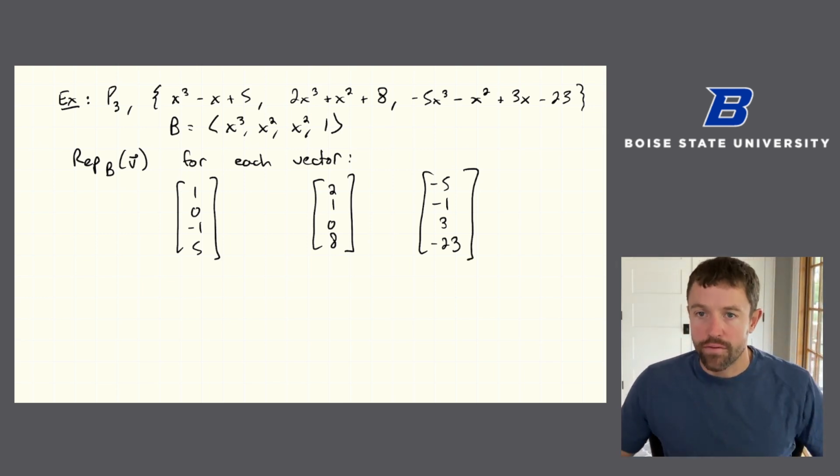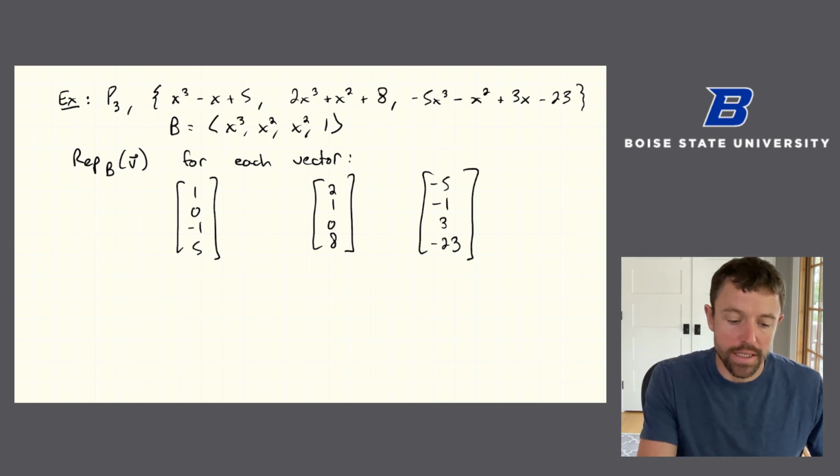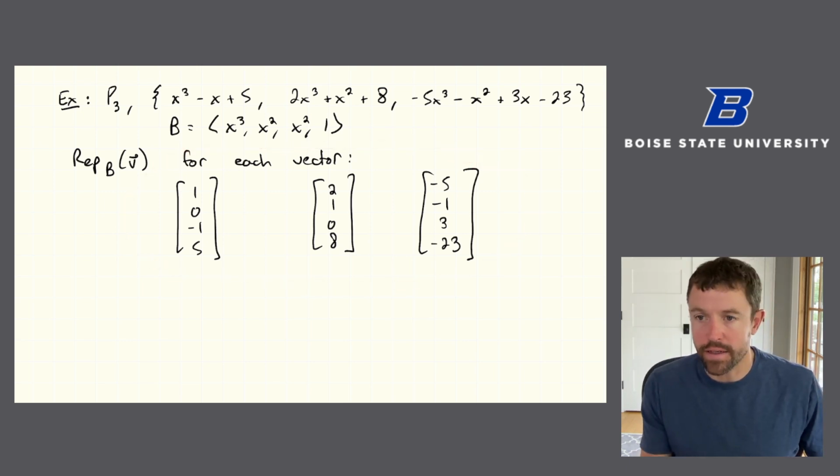So I found rep b for each vector. Here I could just write it down. And now I'm going to answer those questions for this set of vectors. Is this set of vectors in R4 linearly independent? Does it span R4? Is it a basis?